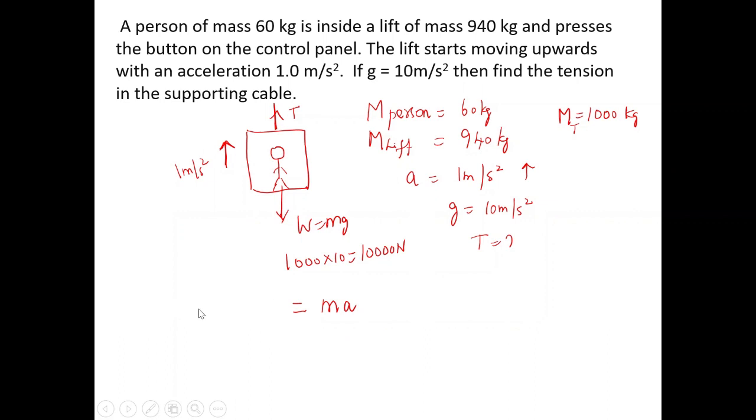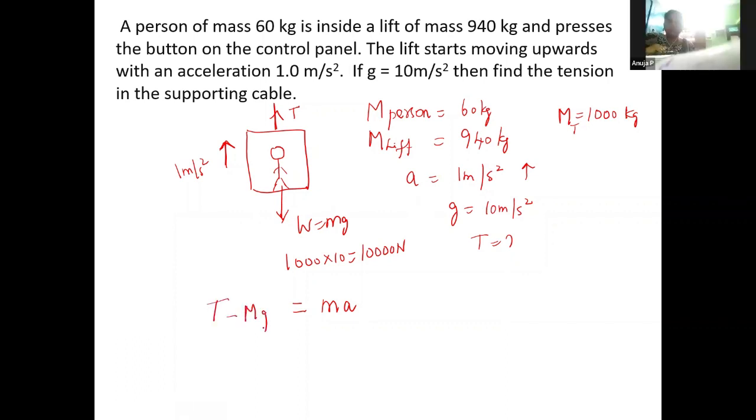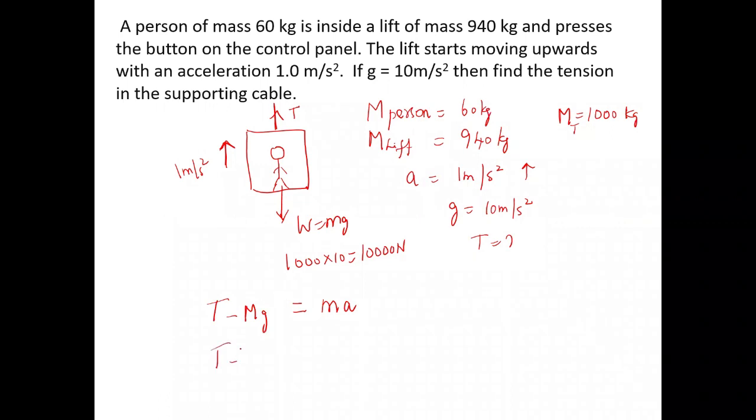So what will I write on the left hand side? Tension, and then there is one downward force. T minus mg is equal to ma. Very good. T minus mg is, mg is 10,000. And m, the mass of the lift and the person, is 1,000 into 1. So tension is 11,000.